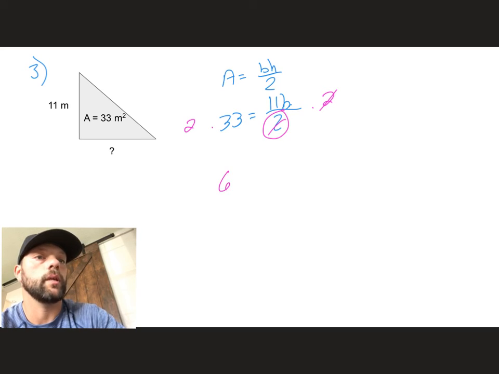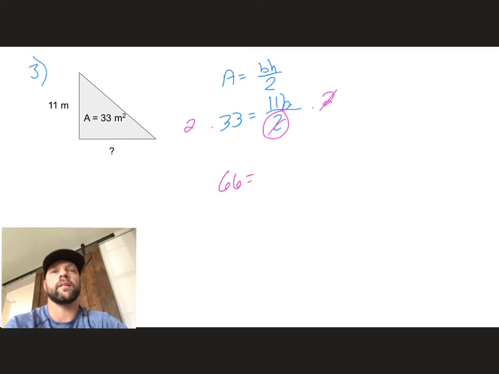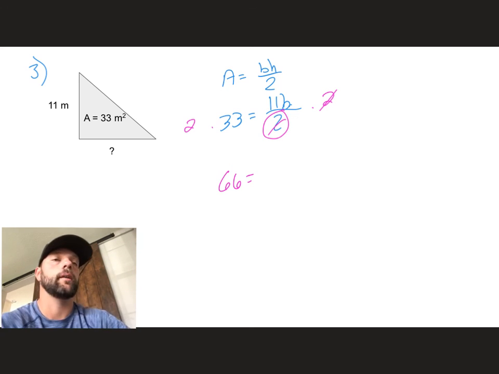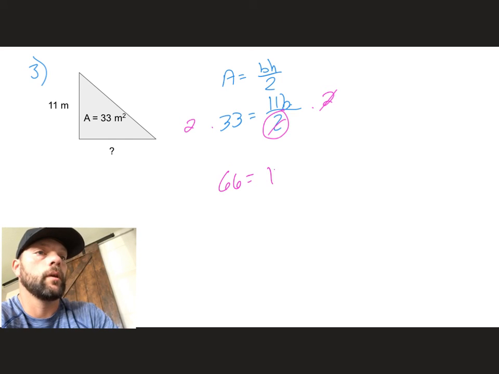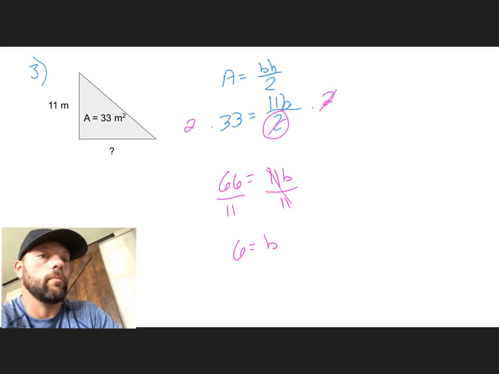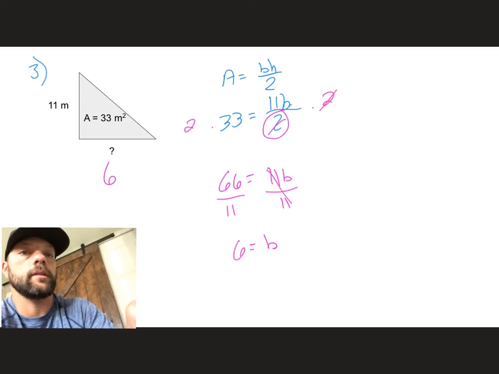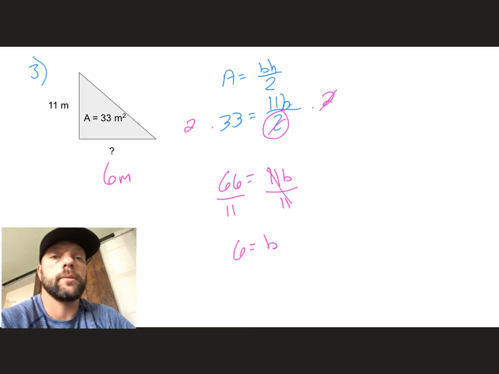So that's going to give me 66. Think of it as, to find the area of a triangle, I had to divide by 2. Now I'm going to multiply by 2 to get rid of that division that I just did. So 11b, divide both sides now by 11. And that's going to give me 6 is equal to b. So my base is 6 meters.